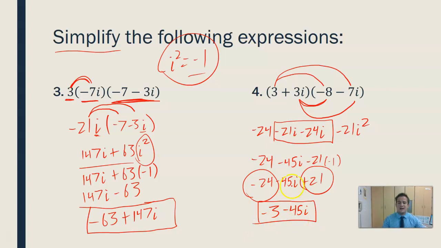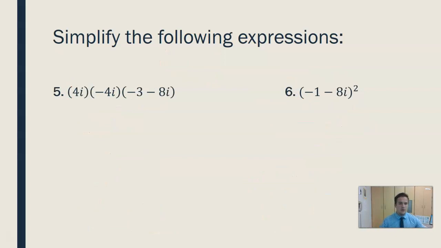Love it. Every time you multiply complex numbers together, you should end up with a real portion and an imaginary portion and nothing else. If you end up with other terms out there, you haven't simplified it all the way yet. Okay. Let's do 5 and 6 here.